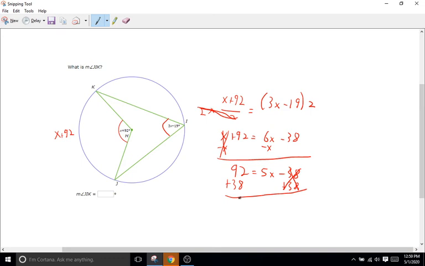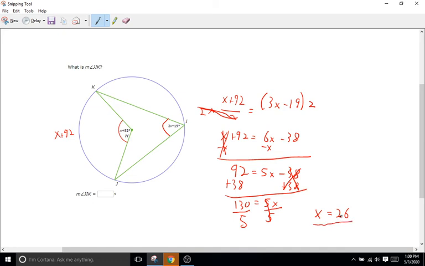Which is going to equal 130 equals 5x. Now to get x by itself, we divide both sides by 5. So x equals, what is 130 divided by 5? That is going to equal 26.